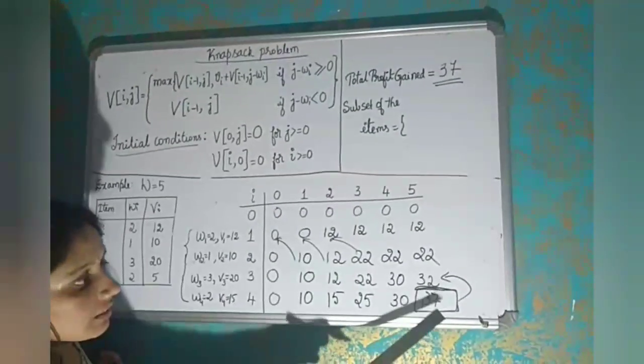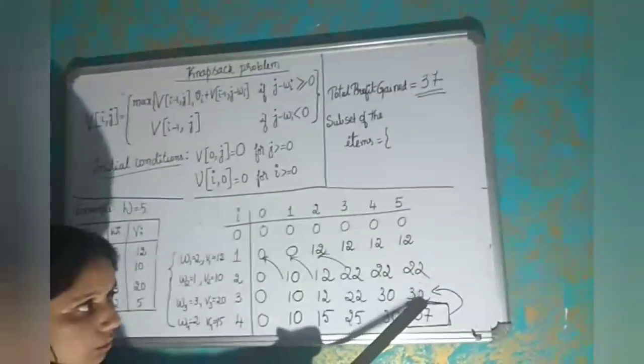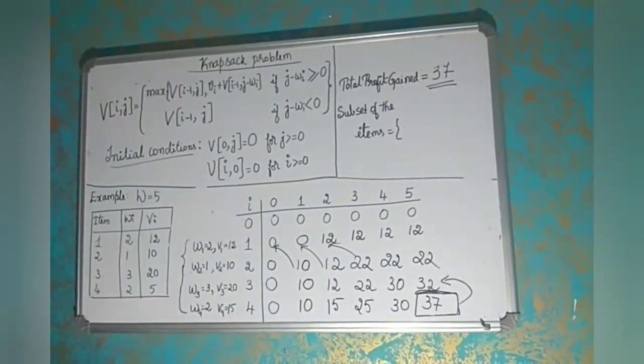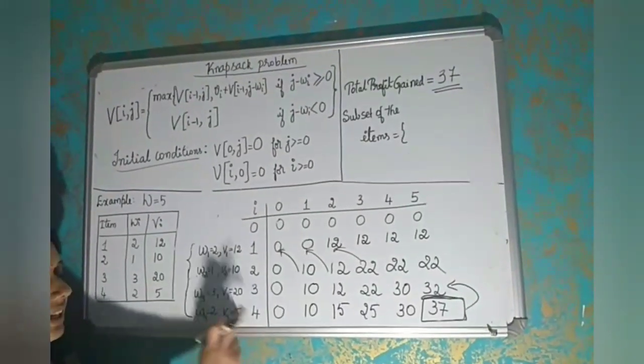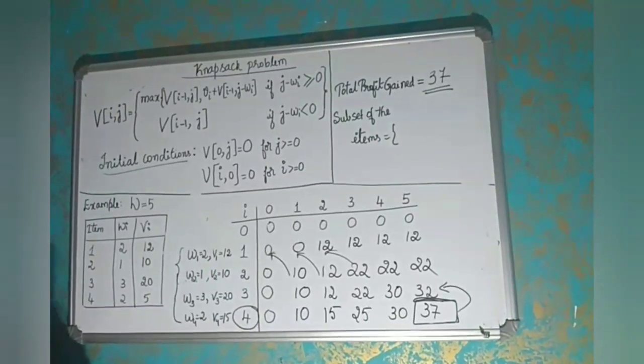So here the value was 37. In the previous row it was 32. Now it has changed to 37. Why has it changed to 37? Because we have selected this item. That means in our subset, we have this item 4.